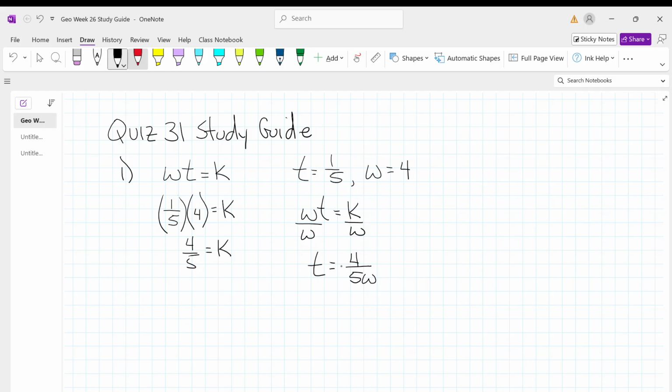And then you had to evaluate it when W equals 9. So if we're going to evaluate this for W equals 9, then T is equal to 4 over 5 times 9. So T is equal to 4 over 45 when W equals 9.